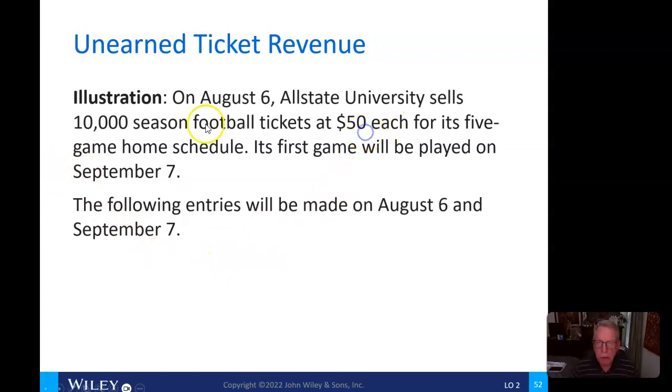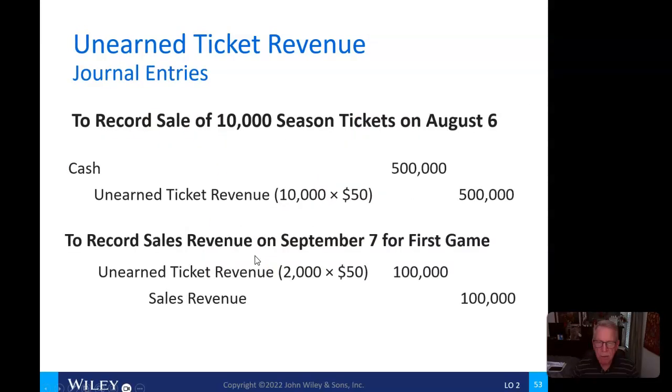So all of this, $500,000, is unearned. We do receive the cash, so we debit cash, but we credit unearned ticket revenue, a liability for $500,000. Now, actually, after the first game is over, 1/5 of that 10,000, or 2,000 seats, tickets, is going to be earned.